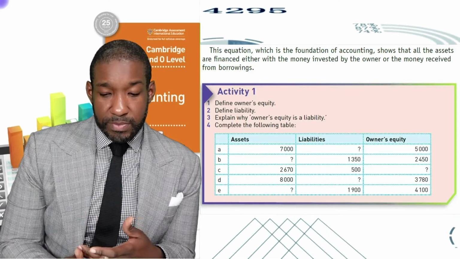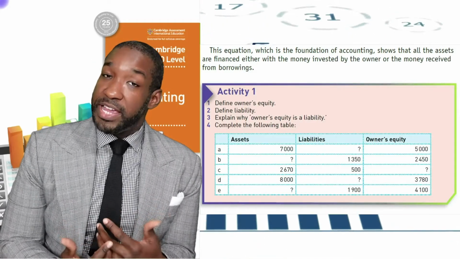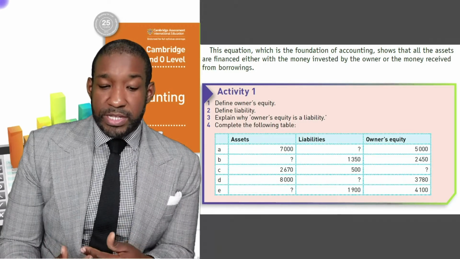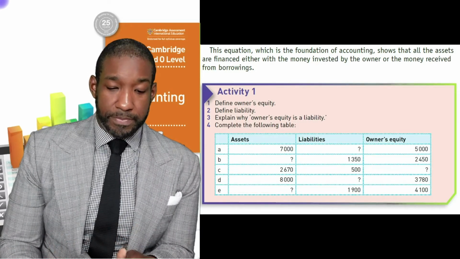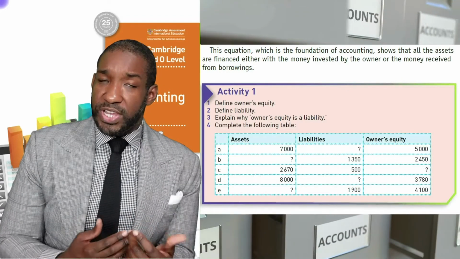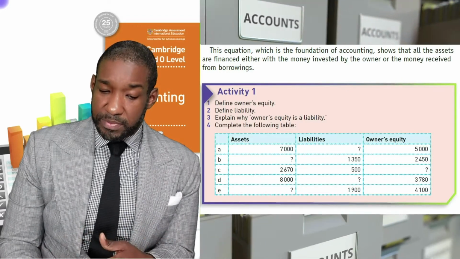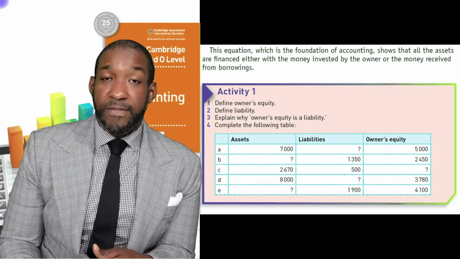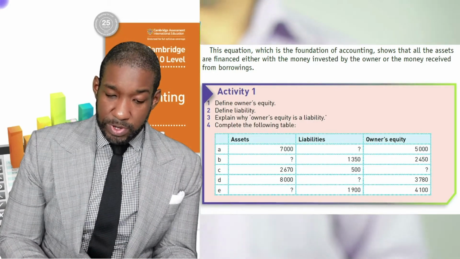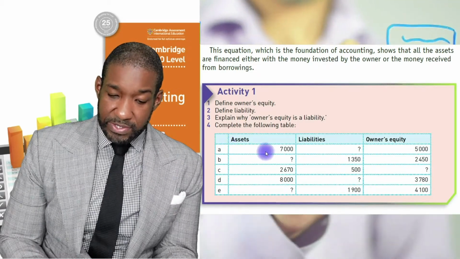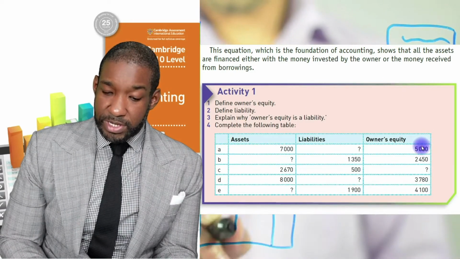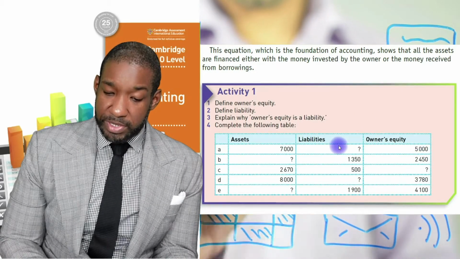Activity 1. Number 1, define owner's equity. Number 2, define liability. Number 3, explain why owner's equity is a liability. And 4, complete the following table, where in A, assets are $7,000, owner's equity is $5,000, so what are liabilities?